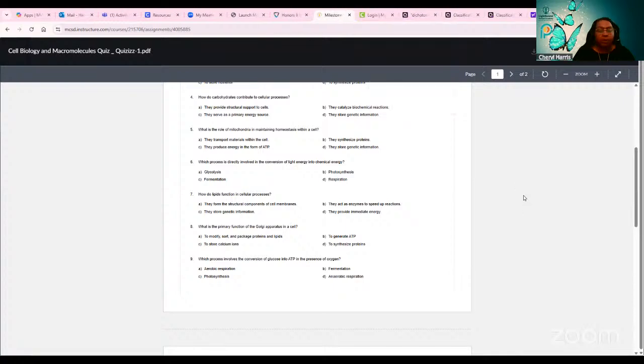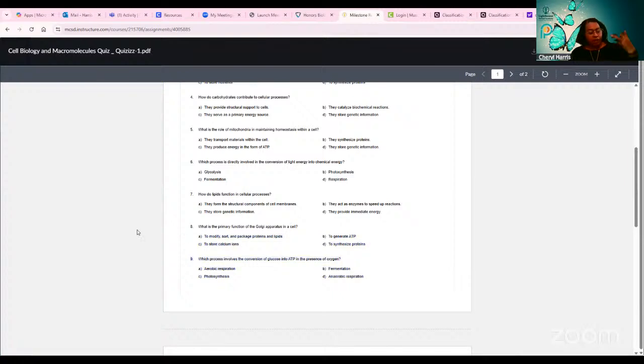All right. So number 7 is A. Number 8. The primary function of a Golgi apparatus is to modify, sort, and package proteins and lipids. So it's like the UPS. It packages things and then it sends them to where they need to go. So it's A.